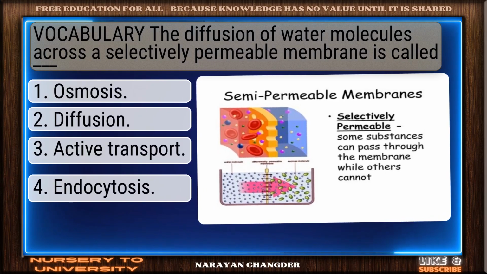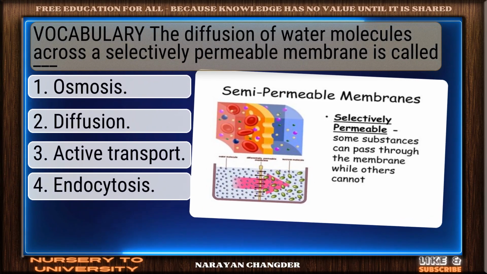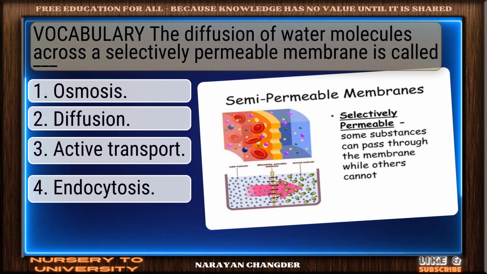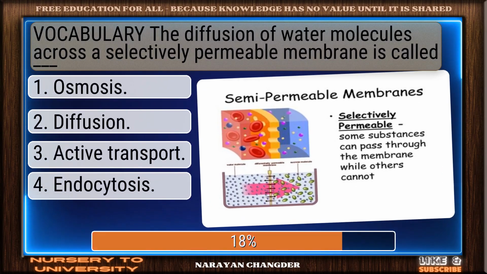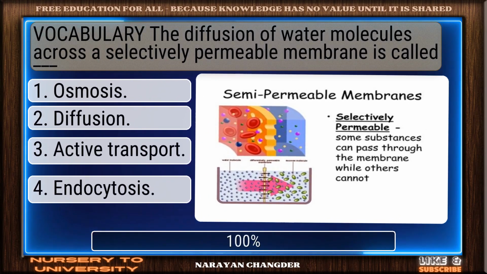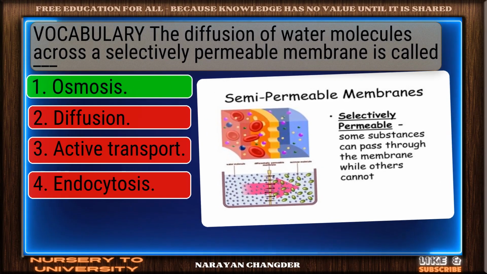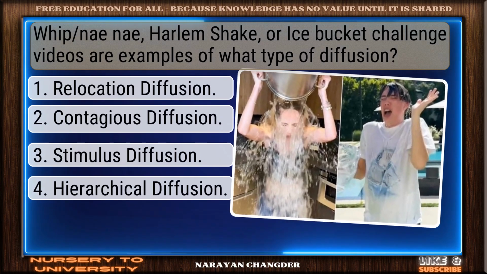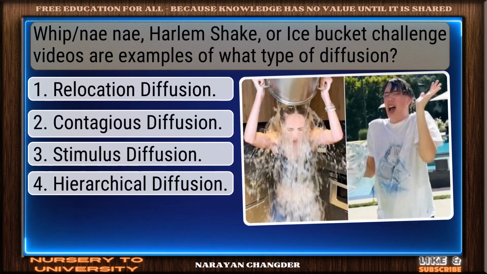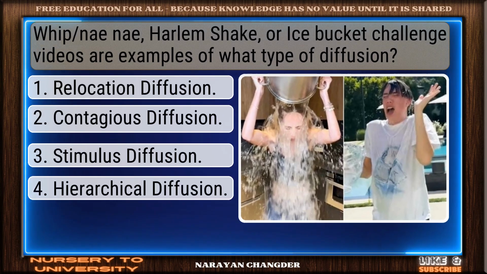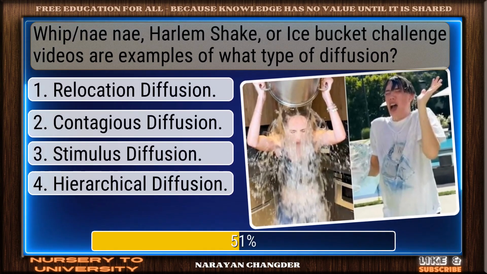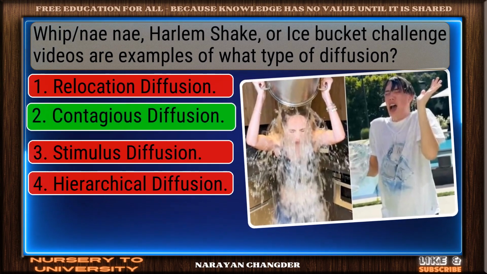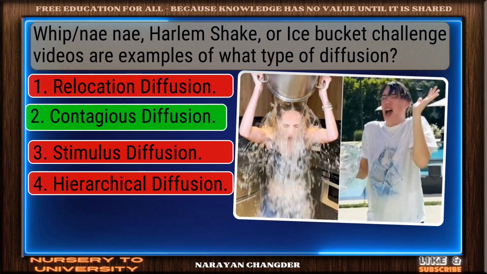Vocabulary: the diffusion of water molecules across a selectively permeable membrane is called dash. Valid point. Osmosis is true. Whip Nae Nae, Harlem Shake, or Ice Bucket Challenge videos are examples of what type of diffusion? Bravo! Contagious diffusion is the answer.